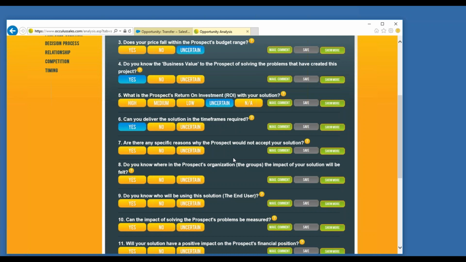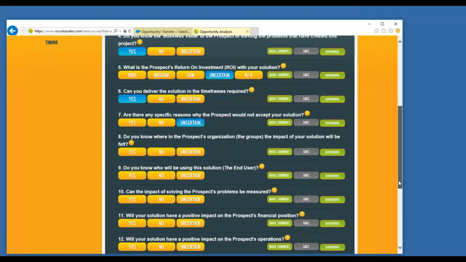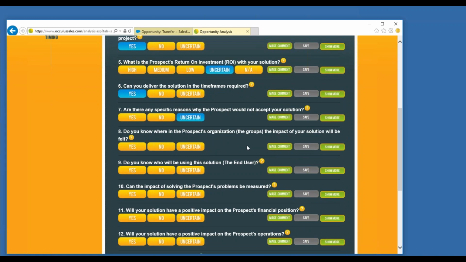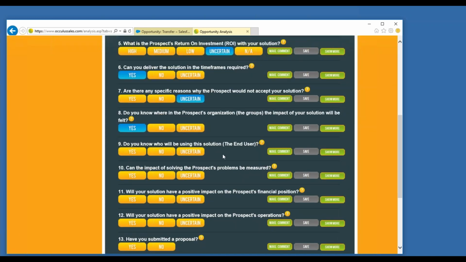So in terms of the evaluation, if you believe you've won the deal, you have to say, is there any reason why you wouldn't give me this order? I don't know, and I haven't asked that question yet, but I will. Do I know where in the prospect's organization, the groups, the impact of your solution will be felt? Yeah, I do. Do I know specifically who will be using it, the end user? No, I don't know that. I have to get that information.